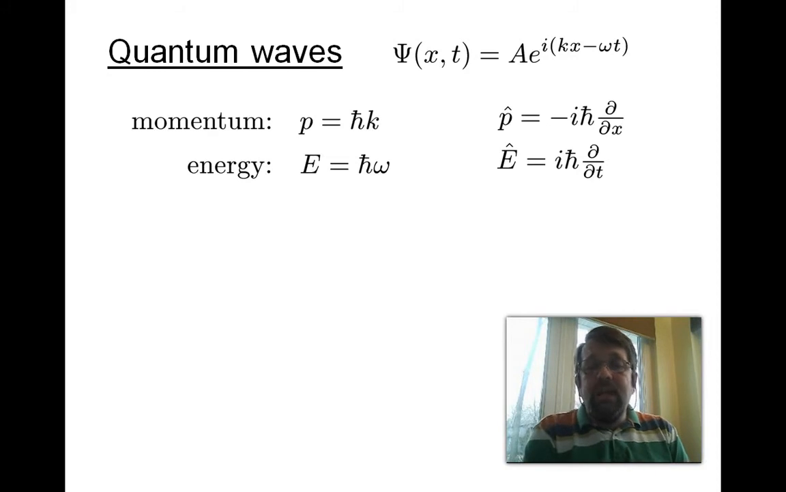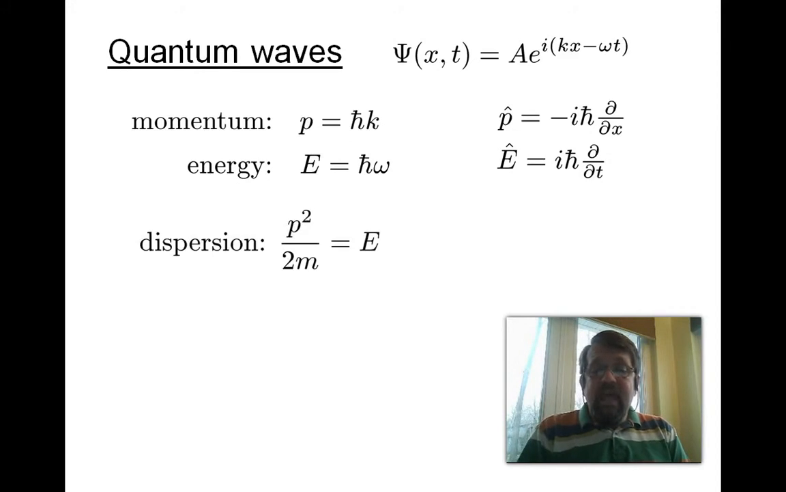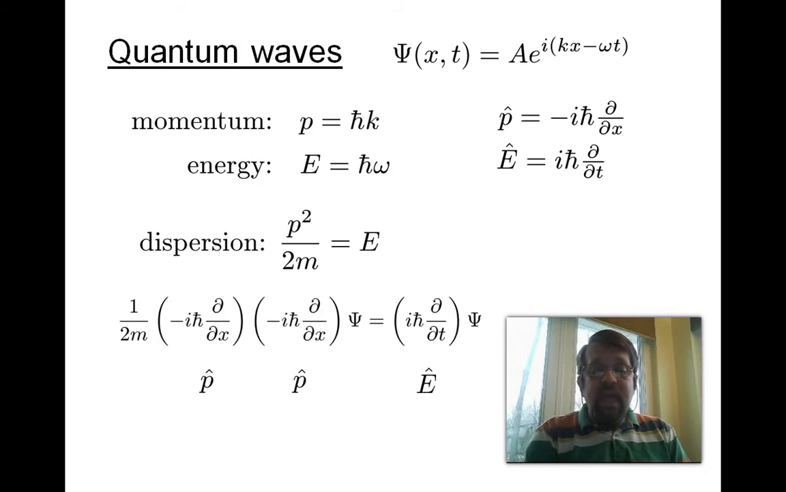Now, I mentioned before that we already know a relation between k and omega. It's the same as the relation between p and E. That is to say, our dispersion relation is actually the relation p squared over 2m equals E. We're right now talking only about a free particle moving in one dimension. And so this should be true as an operator relation if we apply the p operator twice and the E operator once to the wave function. That is to say, 1 over 2m times the p operator acting on the p operator acting on psi should be equal to the E operator acting on psi.